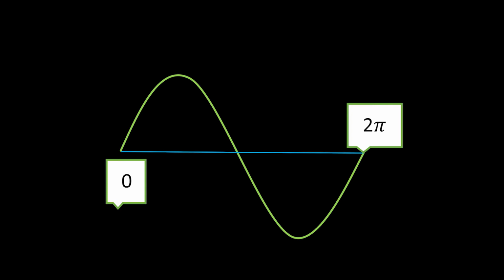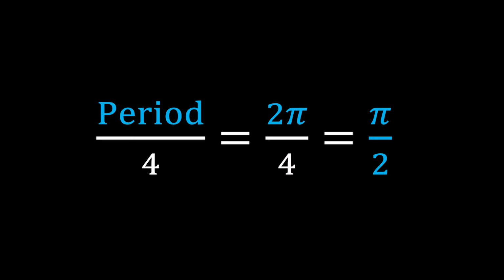Here we have one full cycle of our sine wave. It starts by going up, then goes down, and then goes back up again. Its period is 2 pi. This means from our starting point, it takes a length of 2 pi to get to our endpoint. So it's the distance of this blue line. After we find the period, we have to find the period divided by 4. So if the period is 2 pi, divided by 4 is pi over 2.